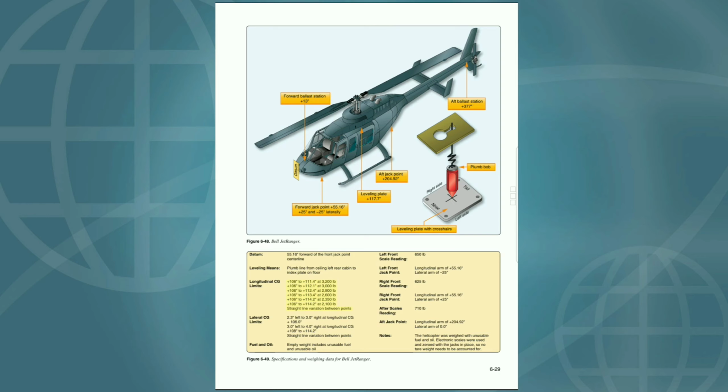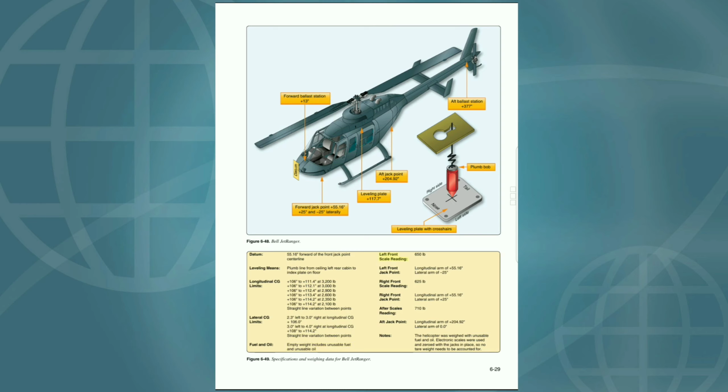Straight line variation between points. 2.3 left to 3.0 right at longitudinal CG plus 106.0, 3.0 left to 4.0 right at longitudinal CG plus 108 to plus 114.2, straight line variation between points. Empty weight includes unusable fuel and unusable oil.